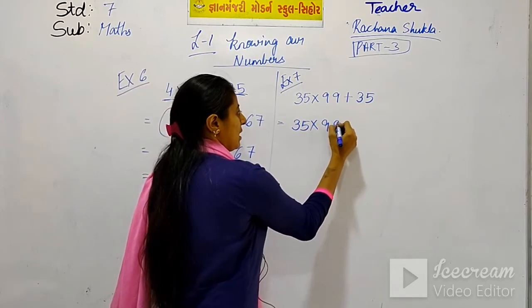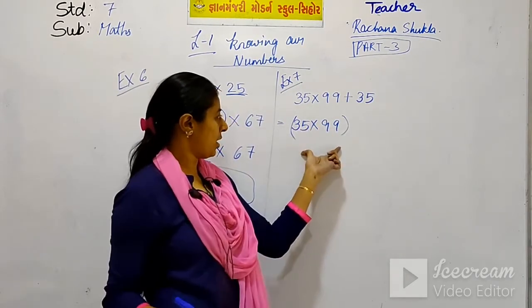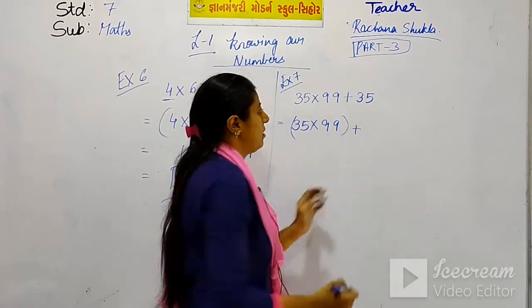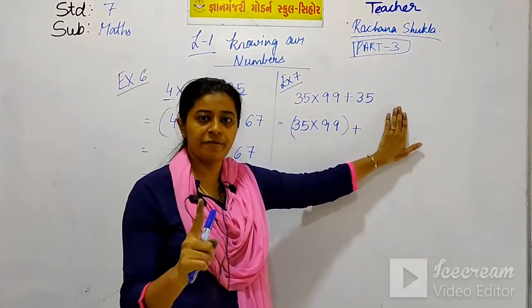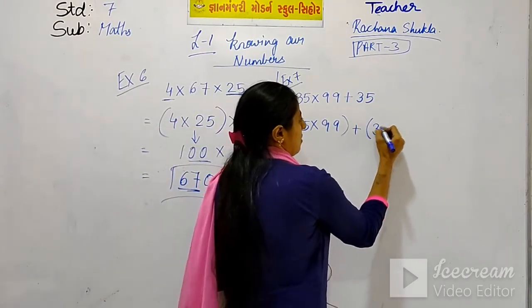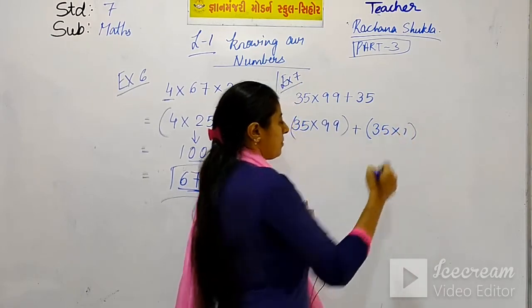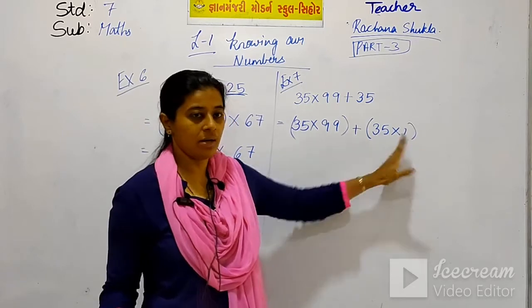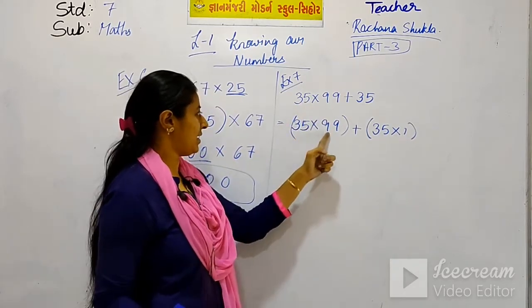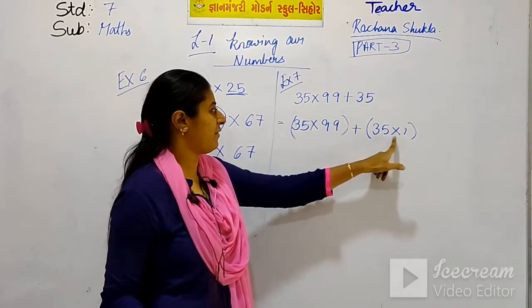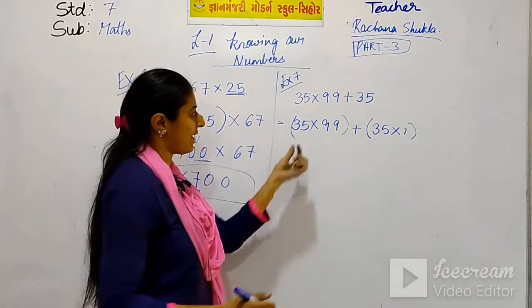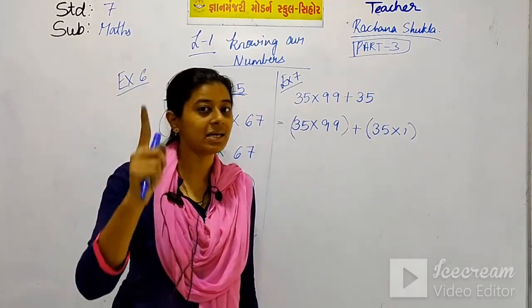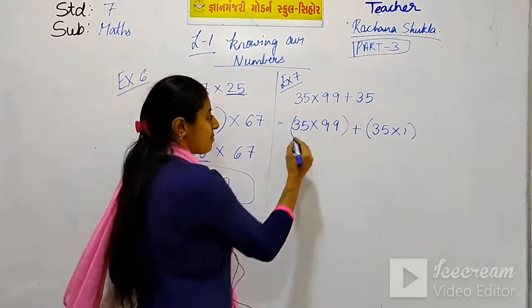35 into 99. 1 and 35 ones are 35. So we will write 35 into 1. 35 ones are 35. Okay, 35 into 99 plus 35 ones. Now you can see that 35 and 35 is your mother.